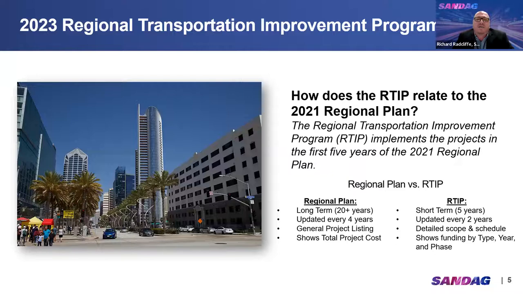Now, let's look briefly at how the RTIP relates to the SANDAG regional plan. Basically, the RTIP implements the projects in the first 5 years of the regional plan. The 2023 RTIP will cover fiscal years 2023 through 2027. The bullet points shown at the bottom of this slide highlight the key differences between the RTIP and the regional plan. I won't go through all the bullet points now for the sake of time, but you can see that there are major differences between the plan and the RTIP, such as the time frames that they cover, how frequently they're updated, and just how much detail is provided for the projects in either document. Next slide, please.